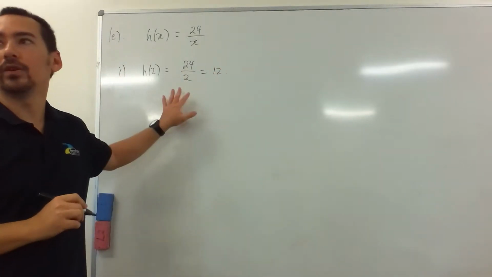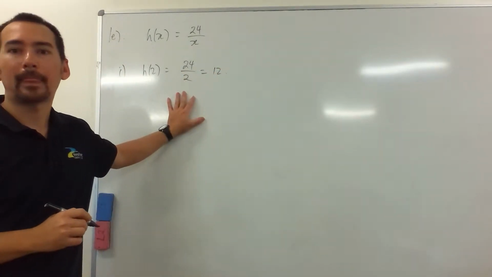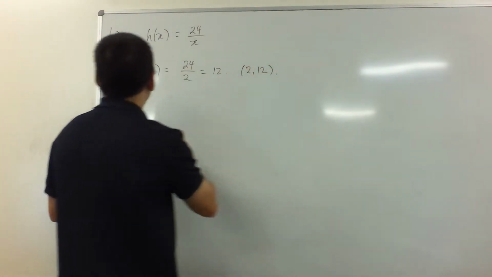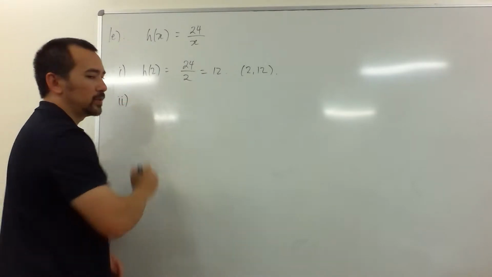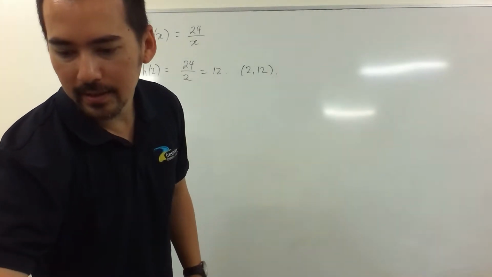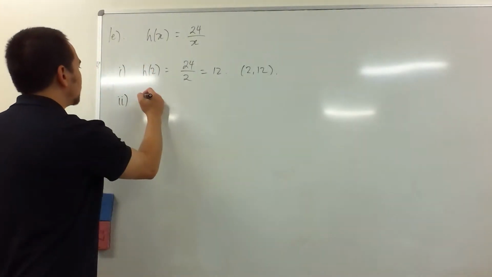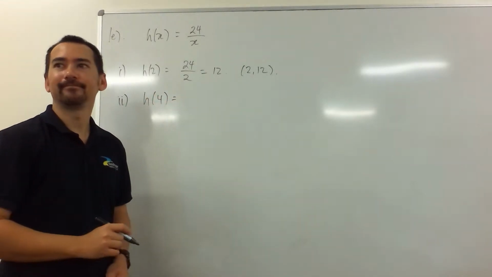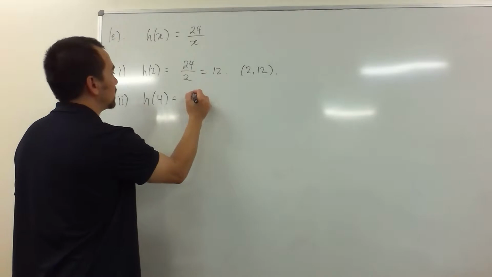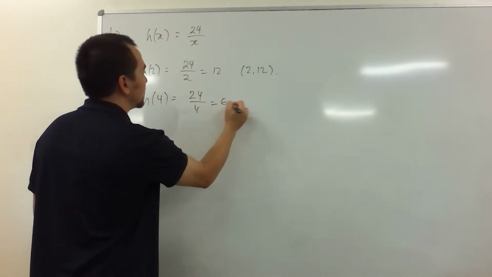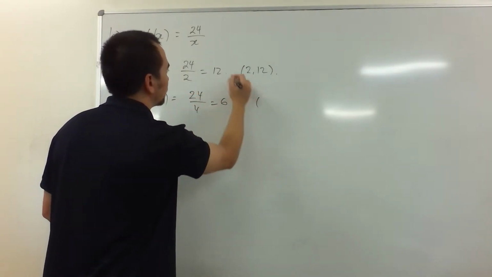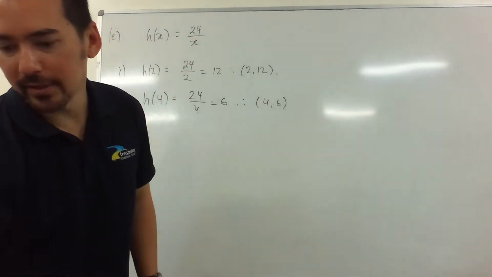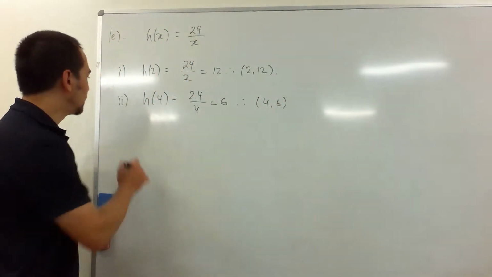So what is the coordinate that exists? 2, 12, that's right. Thank you, Bethany. All right, let's do part 2. Part 2 says find h of 4. All right. What about this one? Yeah, 24 over 4, which is equal to 6, and the coordinate is 4, 6. Okay. Very simple, isn't it? Just substituting values. Let's try one more.